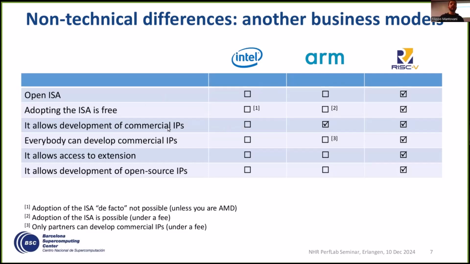It allows development of commercial IP. This is also true for ARM. But the limitation with ARM is that the development of commercial IP needs to be done in collaboration with ARM, while in the RISC-V part, basically, you can develop and sell any commercial IP. It allows access to the extension, and this is the key point since we are on a campus of a university. It allows development of open source IPs, right?